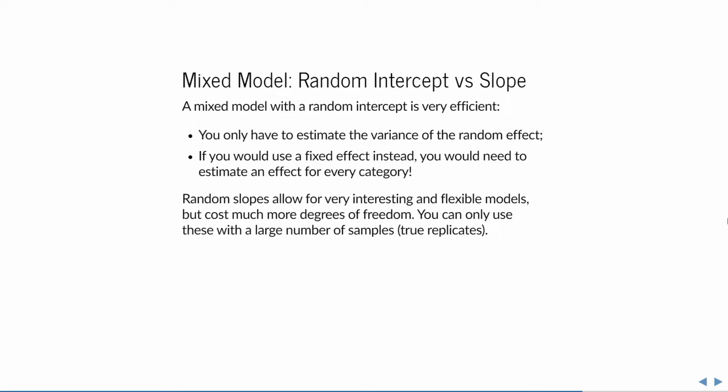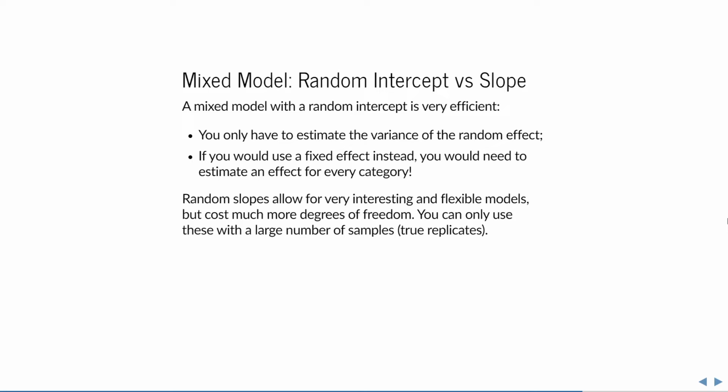All right, so yeah, that's why I gave an example with a random intercept and not one with the slope, because a mixed model with a random intercept is very efficient. You only need to estimate the variance of the random effect. And like I said before, if you would have used a fixed effect, you would need an estimate for each individual category. So it's way less efficient.